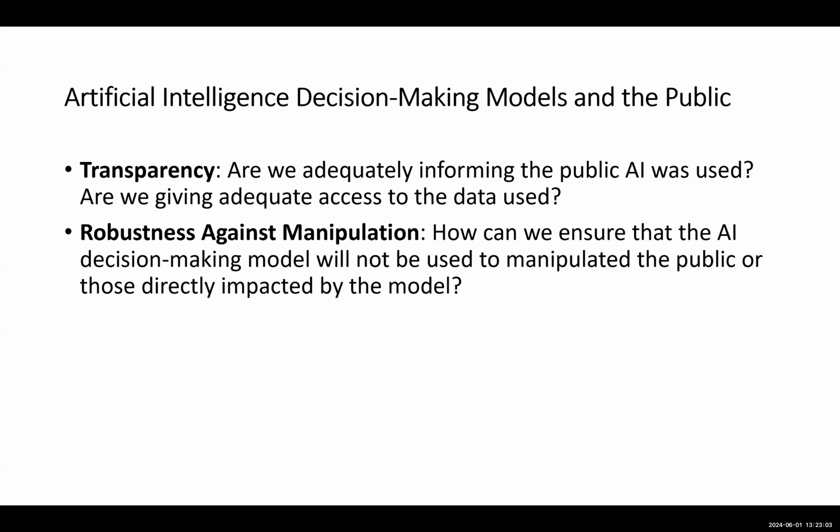If you've noticed anything about the way Google has gone, Google searches are not what they used to be. All of a sudden, you're getting a bunch of really crappy results, and that's because there are people that are investing and making sure that when you search for something, you see what they want you to see, not what you necessarily want to see. And so there are a lot of ways in which AI can be used to manipulate the public, those that are directly impacted by the model.